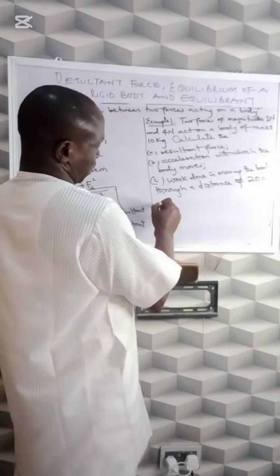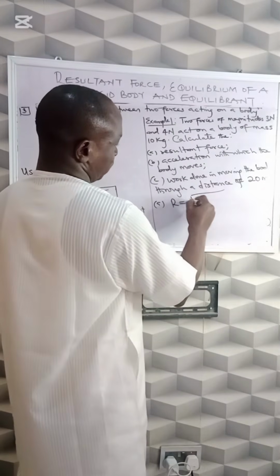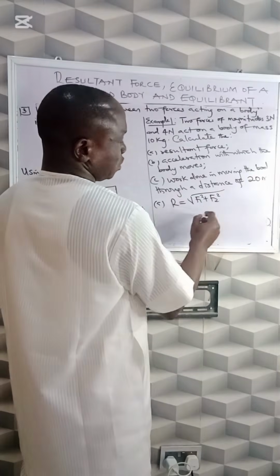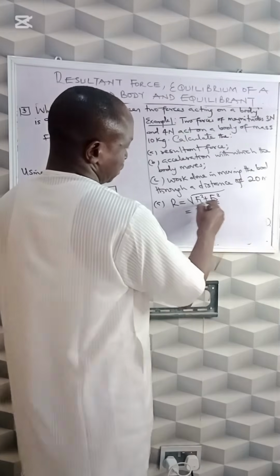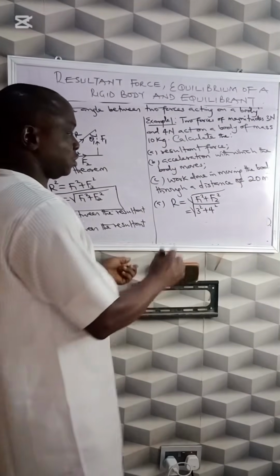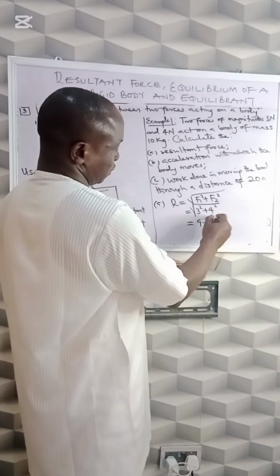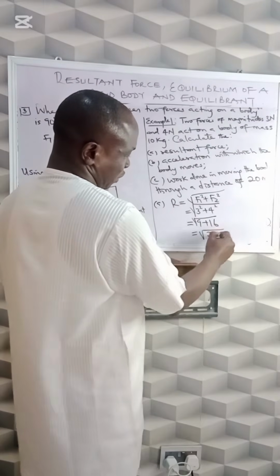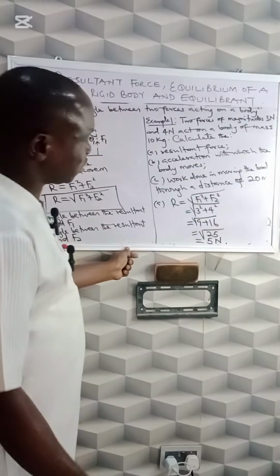So A, you know resultant is equal to the square root of F1 squared plus F2 squared. So this one will be the square root of 3 squared plus 4 squared. So this one will be the square root of 9 plus 16. This will be the square root of 25. And the final answer will now be 5 Newton. That's our resultant.